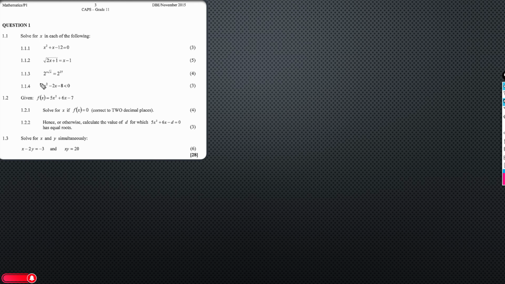So with 1.1.3, we can just write 2 to the exponent x times the square root of 2 to the exponent x, which is equal to 2 to the exponent 27. So with this, it means that we can say that the bases are equal to each other, which implies that the exponents are also equal to each other.